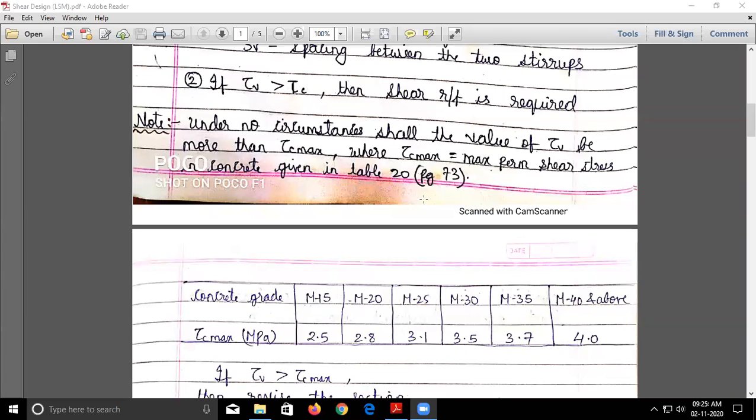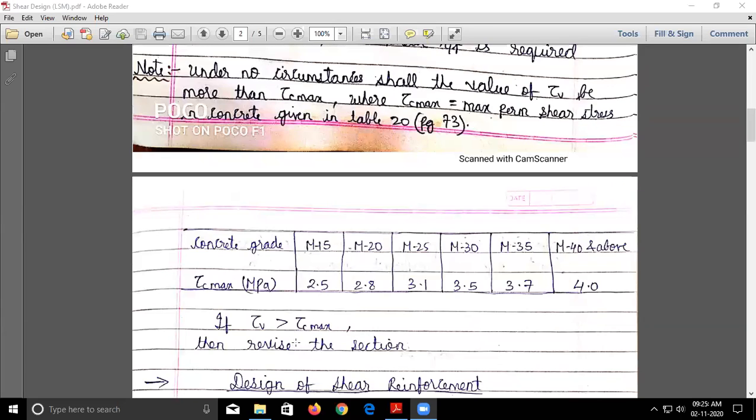Okay, so if you remember working stress method, we had seen that after page 85 we had seen that section on WSM. Okay, in LSM you can find this on page number 73. And one more thing, this tau c max value you can remember also. You can directly remember this value without actually referring to the IS code. Okay, I'll tell you how.